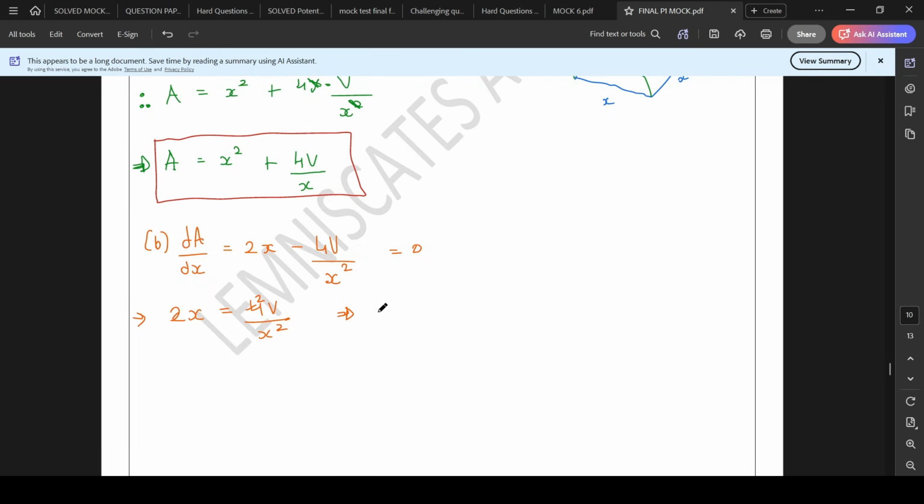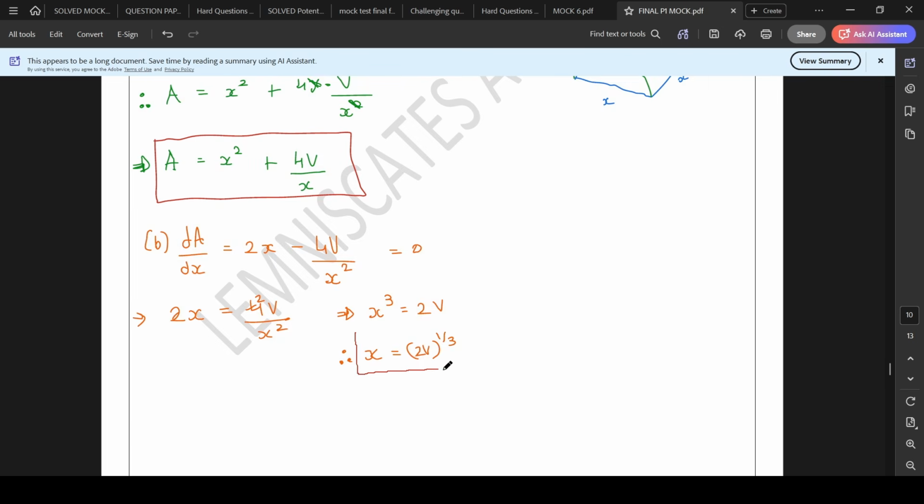So x cubed is equal to v. Actually, x cubed is equal to 2v. And this implies that, therefore, x is equal to the cube root of 2v, or 2v to the power of 1/3. Right? I hope this is making some sense of what's going on.